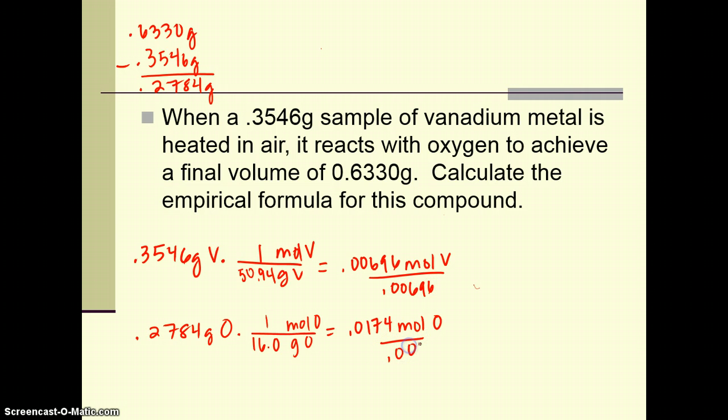which is the 0.00696. Here I end up with 1, and here I end up with 2.5. Again, I can't have 2.5 oxygens, so I'm going to multiply everything by 2. I end up with 2, and I end up with 5, and so my formula is V2O5.